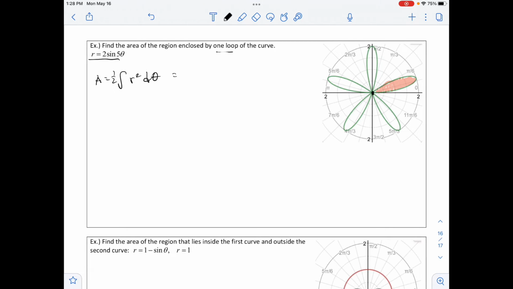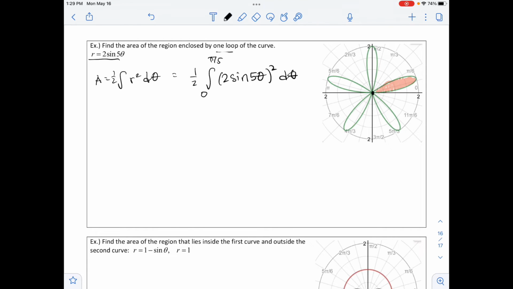And so for this problem, we're going to have 1/2 the integral, and we'll talk about where this region is bounded in just a moment. r is going to be 2 sine 5 theta, and we're going to square this d theta. And so noting that this first petal that we're dealing with here starts at 0, and sine of 5 times 0 would be sine of 0, or 0. So this would also come back to the pole, or equal 0, when we have sine of pi, and so that means that theta would have to be pi over 5.